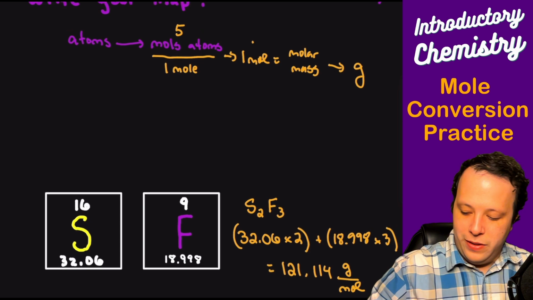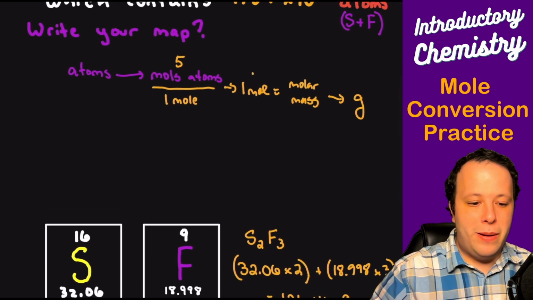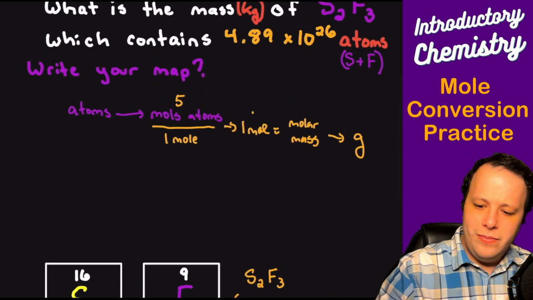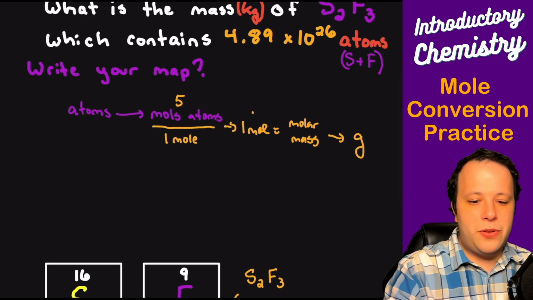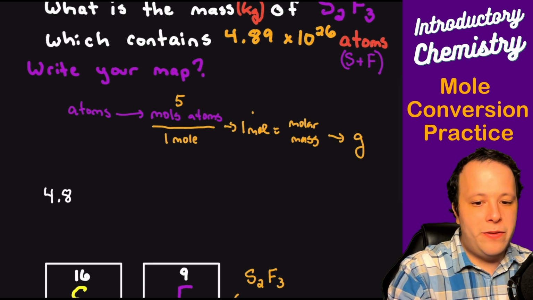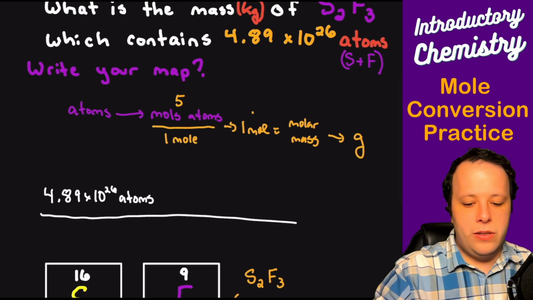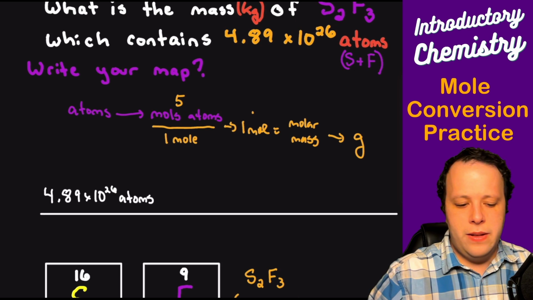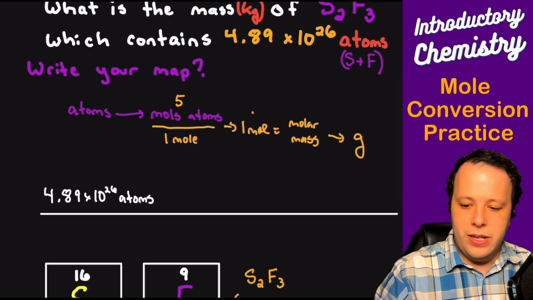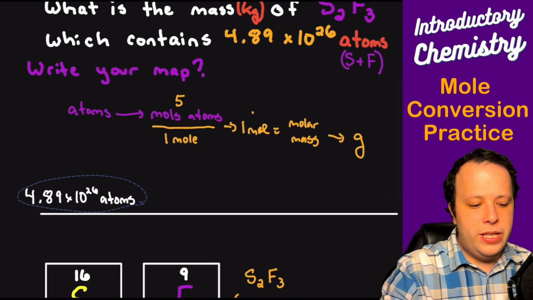So this is what we're going to be using in our problem. So we'll save that for later. The first thing we're going to do is start with our number of atoms, right? We have 4.89 times 10 to the 26 atoms, and we're going to slowly work our way across and try to convert all these different units.